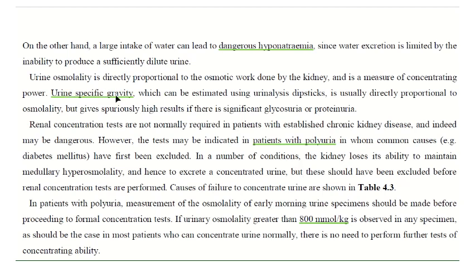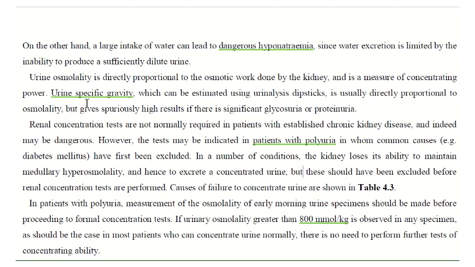إذن اليورين specific gravity، اللي هي عادة can be estimated using urinalysis dipsticks، يعني الأشرطة تحليل البول، is usually directly proportional to osmolality، تكون متناسبة بشكل مباشر مع الأوزمولاليتي، ولكنها تعطي نتائج عالية بشكل زائف إذا كان هناك significant glycosuria or proteinuria.